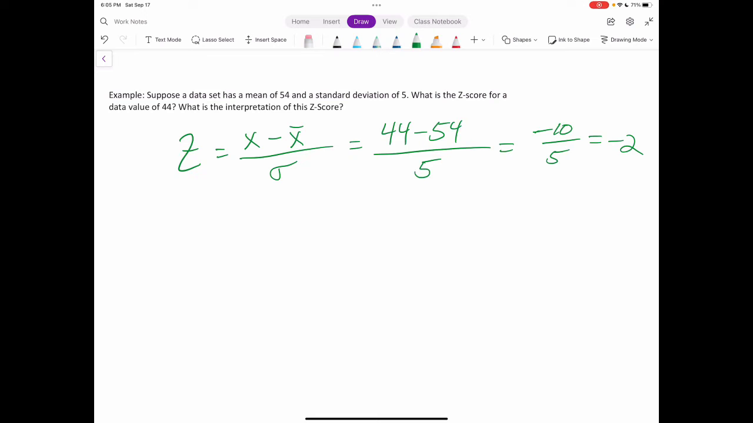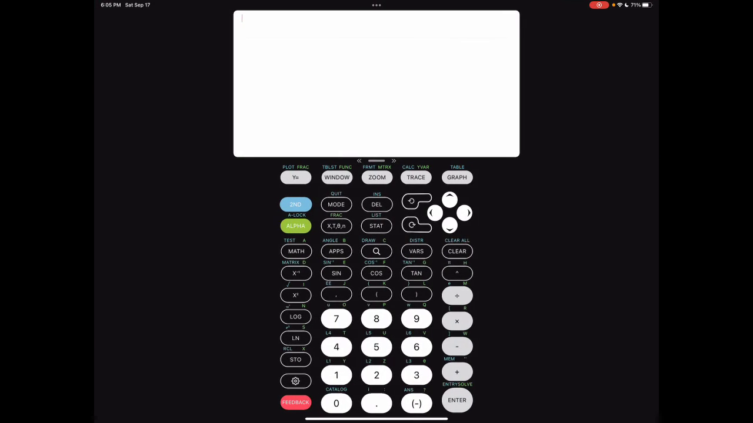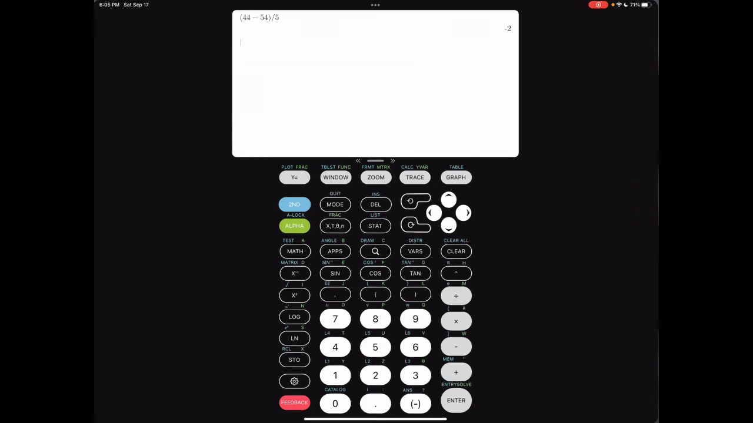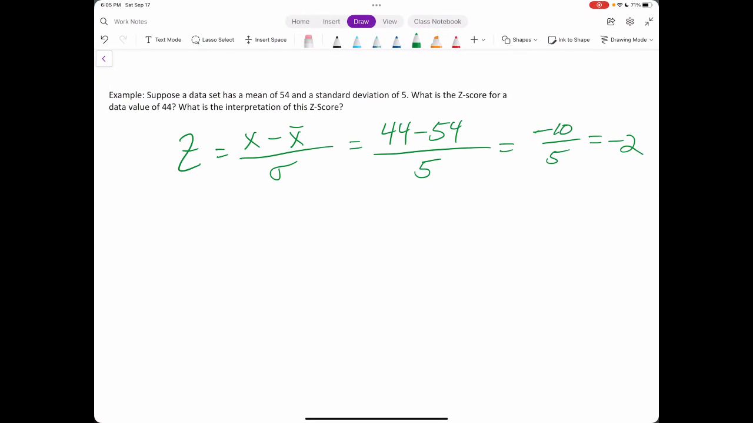Really quickly, if you're putting this in the calculator, let me show you what that would look like. It's very important that when you're using the calculator to calculate your z-score, you put your numerator, that data value minus the mean, in parentheses. So I'm going to hit open parentheses, 44 minus 54, close parentheses, divide that by 5, and then we get that negative 2. I just wanted to show you how to put that correctly into the calculator. All right, so our z-score is a negative 2.